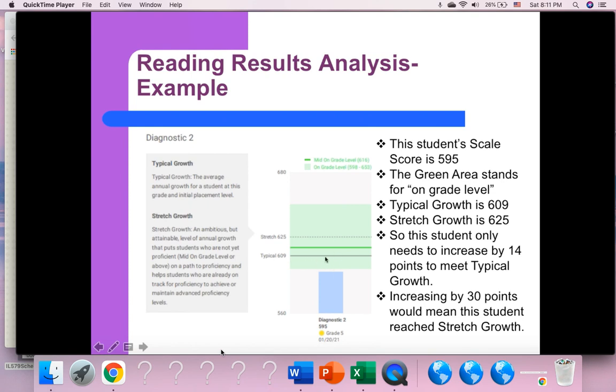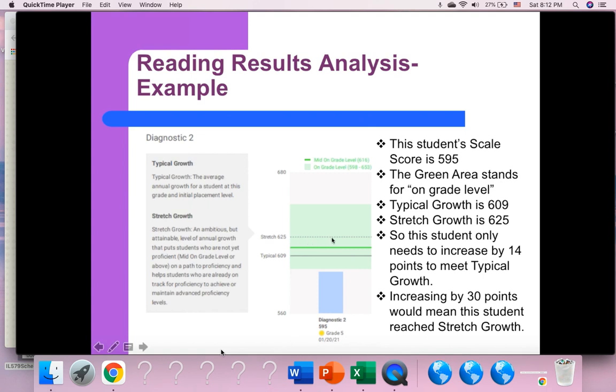So if this child works as hard as he or she can this year, they'll get to that typical growth area with just a little bit of work. That's typically where they would be performing at this age or in this subject or at this grade. Look on up a little further and you'll see the stretch growth, and that is a dotted line.